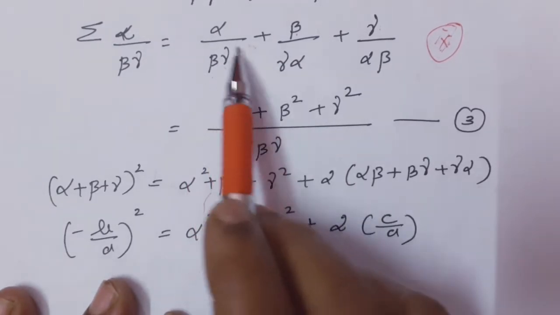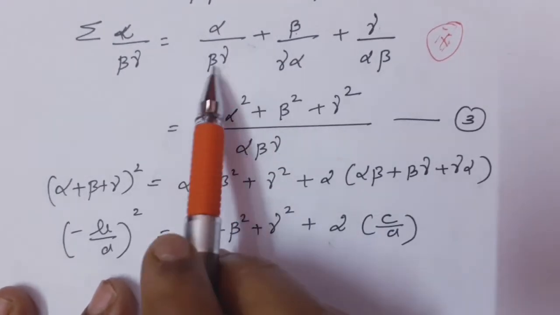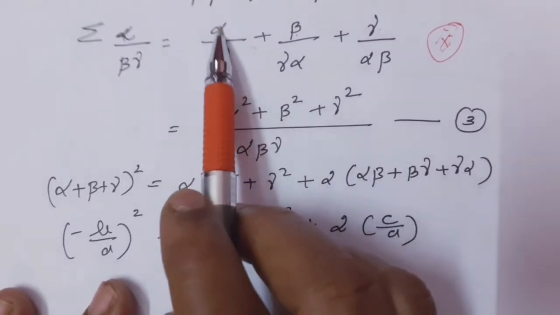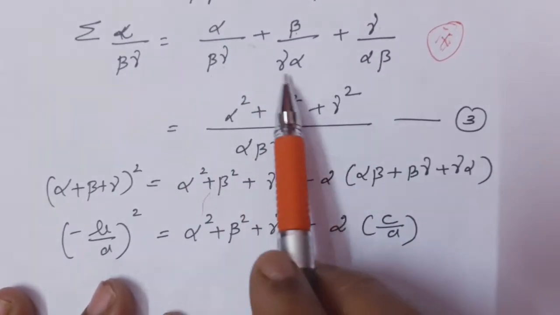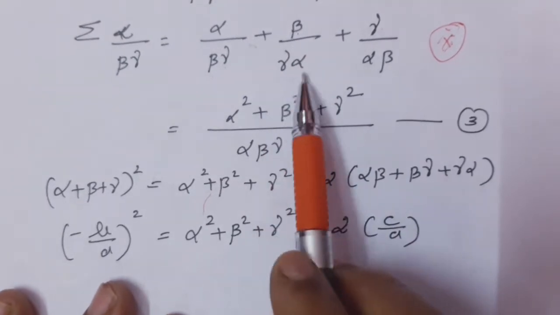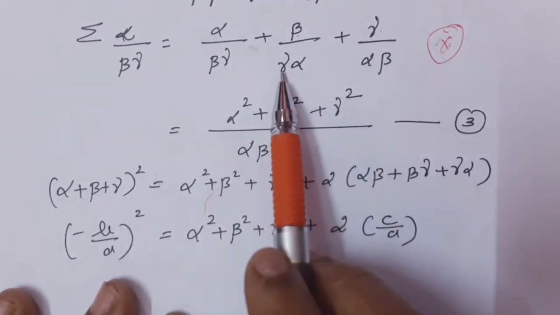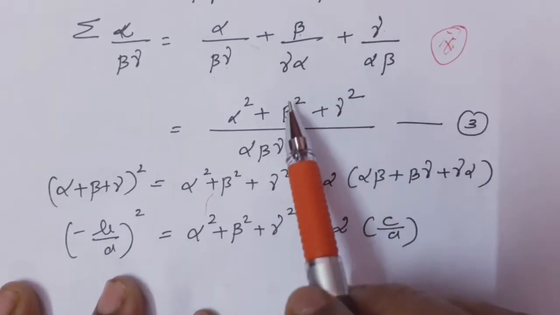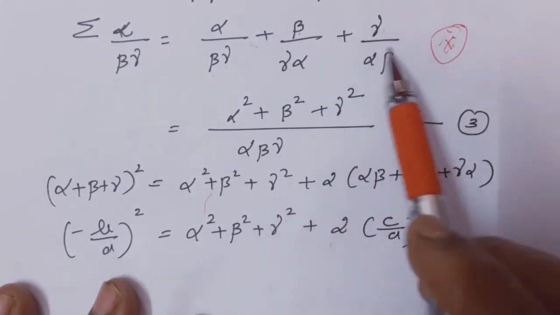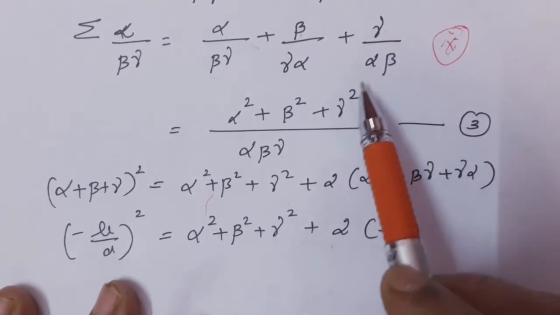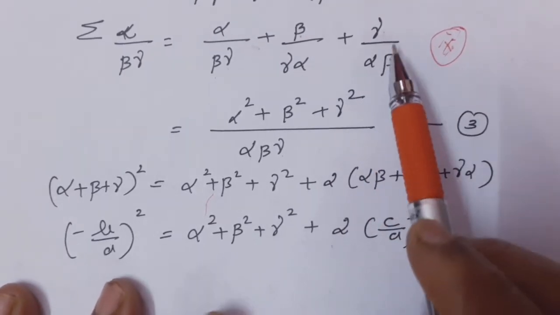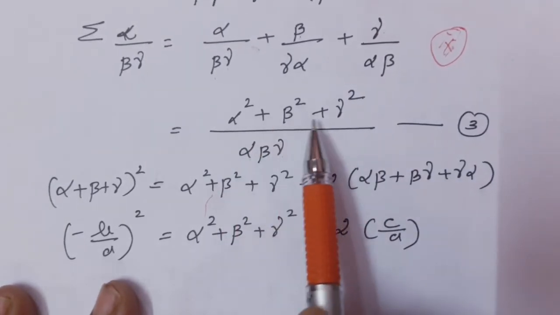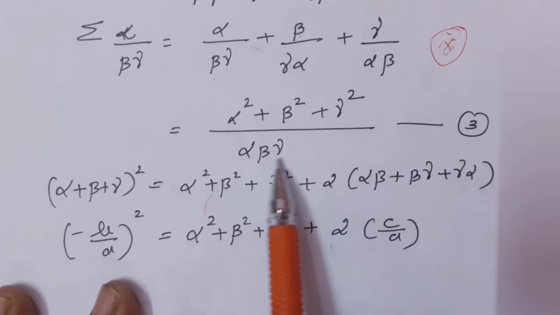You can easily find this by comparing the LCM with the denominator. Whichever term is missing is multiplied with the numerator. Here beta and gamma are present, only alpha is missing. That alpha is multiplied with the numerator. Alpha into alpha becomes alpha square. Similarly, the second term gamma alpha: beta is missing, so beta into beta is beta square. Plus alpha beta: gamma is missing, so gamma into gamma is gamma square. So we get alpha square plus beta square plus gamma square divided by alpha beta gamma.